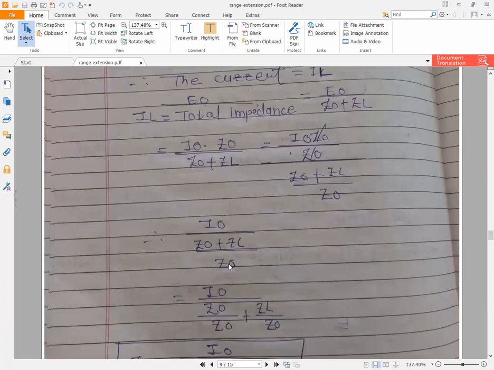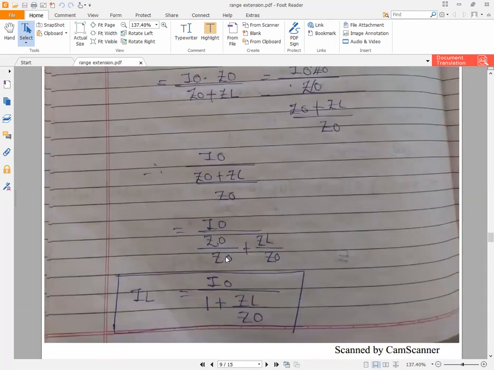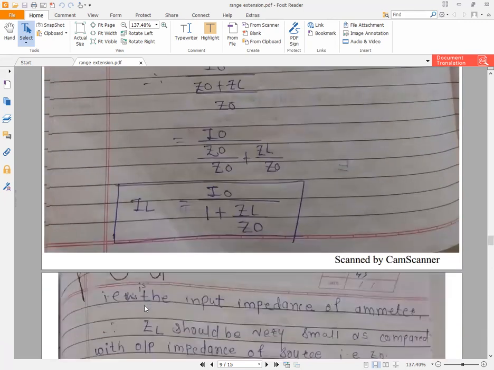Next, I will split these terms on both sides. The numerator will be the same I0, divided by Z0 plus ZL upon Z0. So again Z0 and Z0 will get cancelled. It will remain as 1 plus ZL upon Z0. This is nothing but our load current IL.